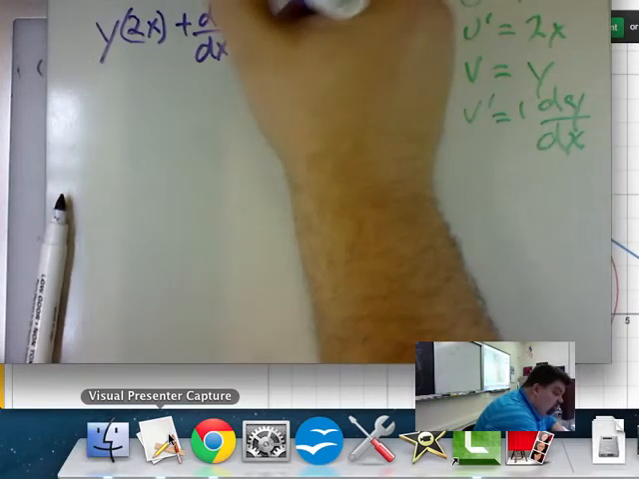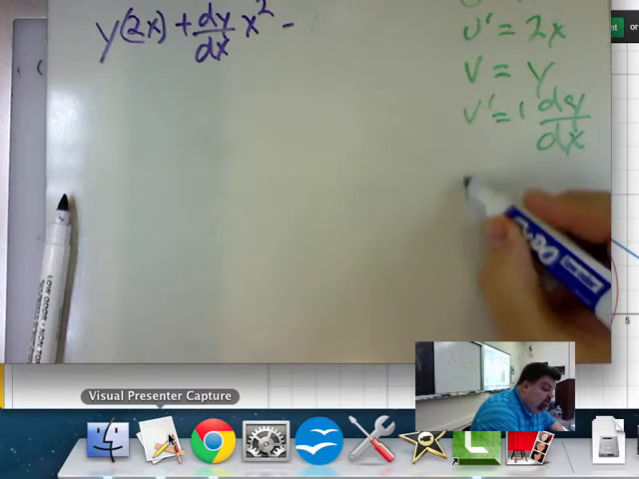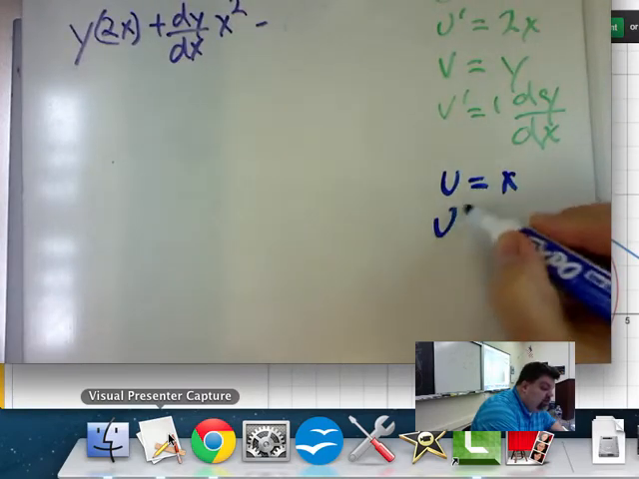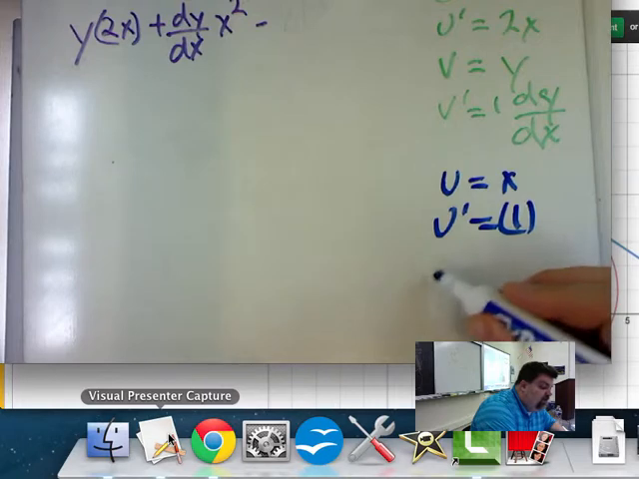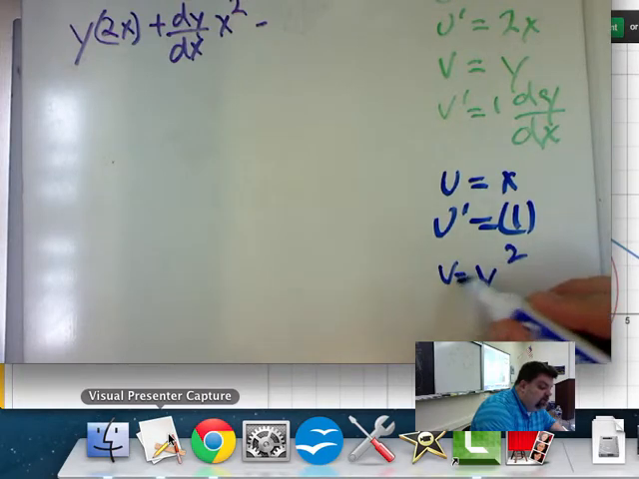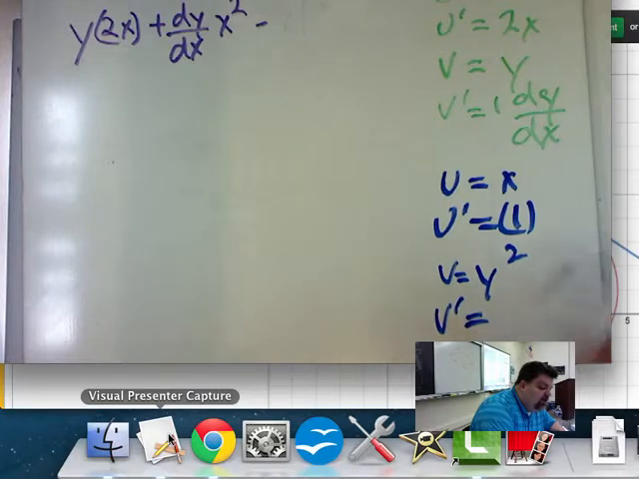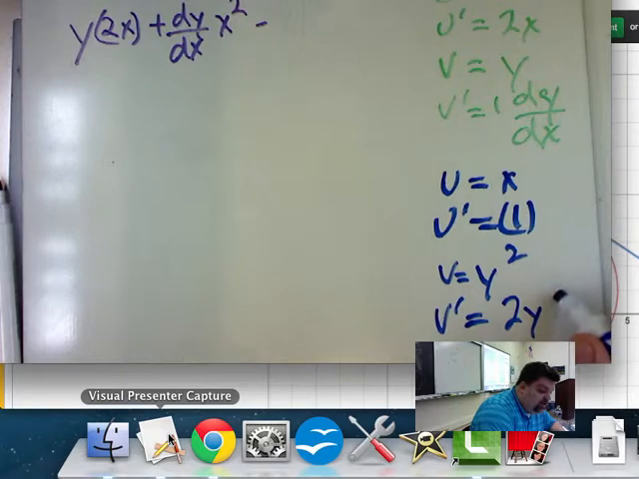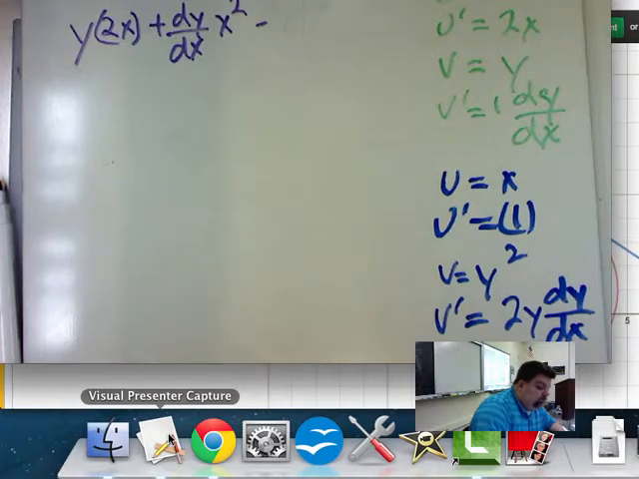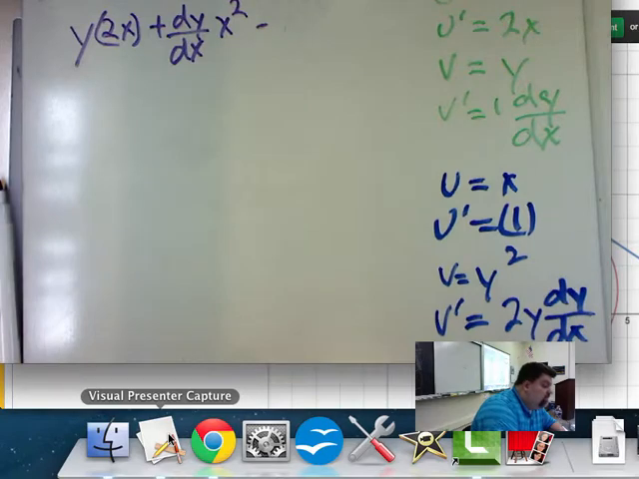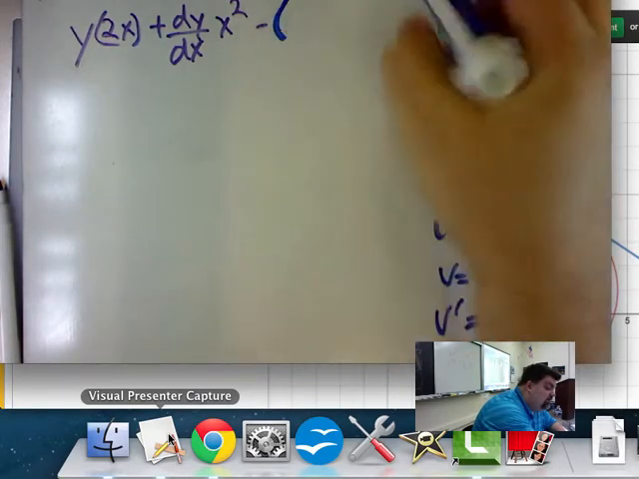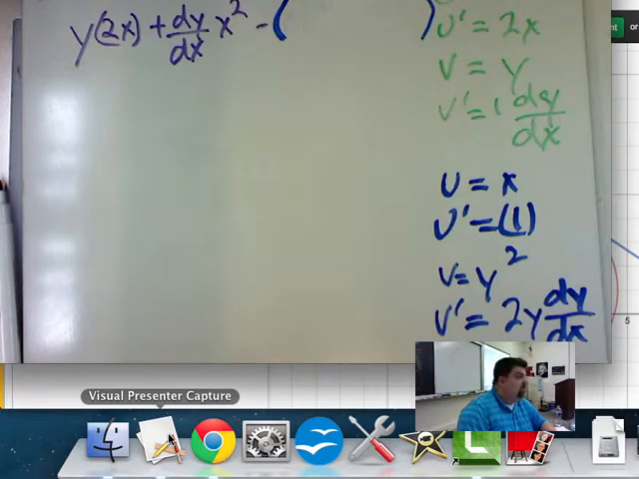So now I have a new u and a new v. The new u is going to be x, which means u prime would be just 1. v would be y squared. v prime would be 2y. What do I have to tack on? dy dx. Wait, so is the u negative x or no? No, because I'm just going to leave the negative sign in the front. Oh, okay. But if I leave the negative sign in the front, then whatever I end up with, I got to put in parentheses, right? Because I got to distribute that negative through.